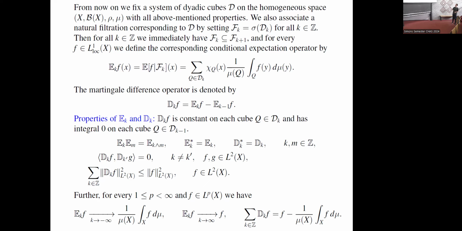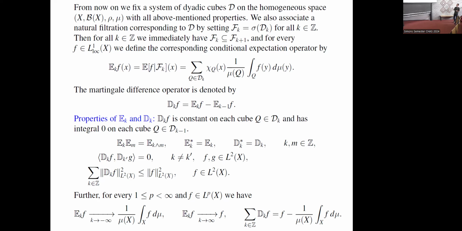Then we can also consider martingale differences. So D_k is the difference of E_k minus E from one generation less, and we can easily prove some properties of these two operators, which are not very hard to see. The first one is that on each cube from generation K, this martingale difference is constant. This is quite easy to observe because E_k is constant, being an average, and E_{k-1} is also constant, because it is constant on the father of these cubes, in particular on this cube.